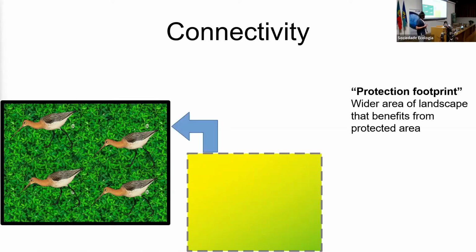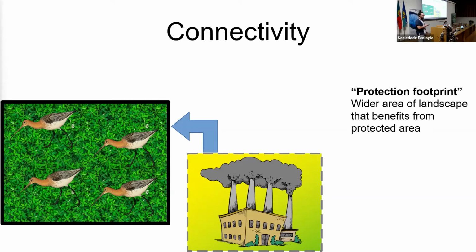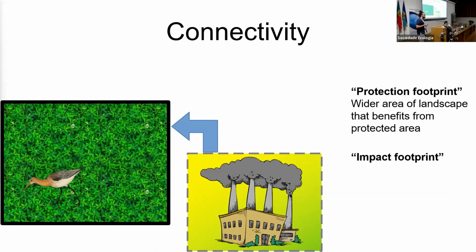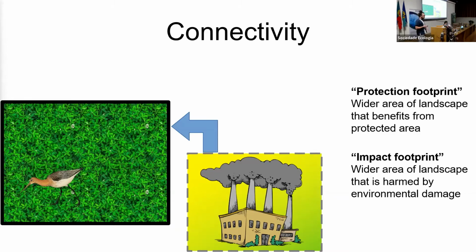Alternatively, the outside world can affect protected areas. If there's, for example, a development which negatively impacts animals that use both areas. And that would create an impact footprint, which in a similar way is a wider area of landscape that's harmed by environmental damage from this development. And that damage could extend to including a protected area, even if the development is outside.